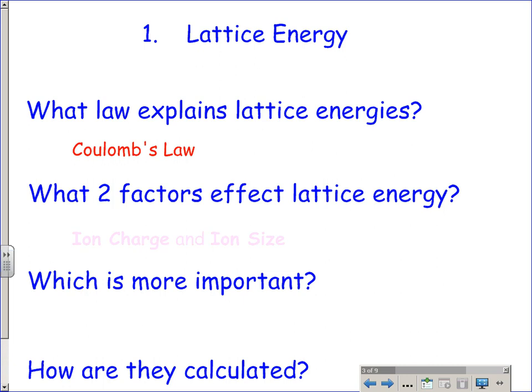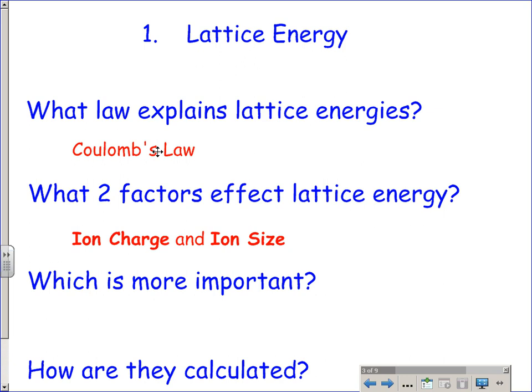So what two factors affect lattice energy? Well, right out of Coulomb's law, you're looking at the ion charges. So the greater the charge difference, the greater lattice energy between the ions. And then finally, ion size. Since in Coulomb's law equation, distance is on the bottom between two things and it's squared, an increase in size is a decrease in lattice energy.